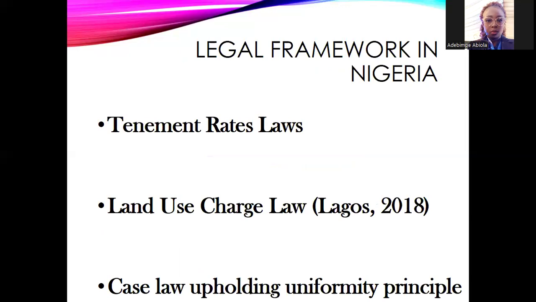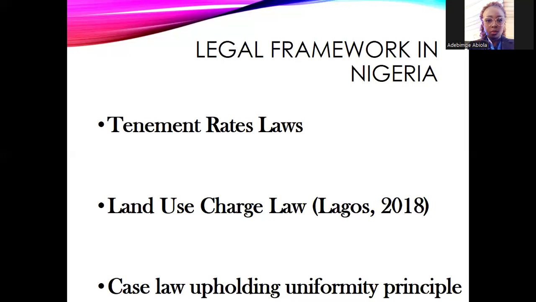As we all know, the common one is the tenement rates law. Various states have their own tenement rate law, which requires that the valuation list must reflect the market rental value, in order to ensure fairness. This is done at the local level, or local municipal governments, as the case may be.